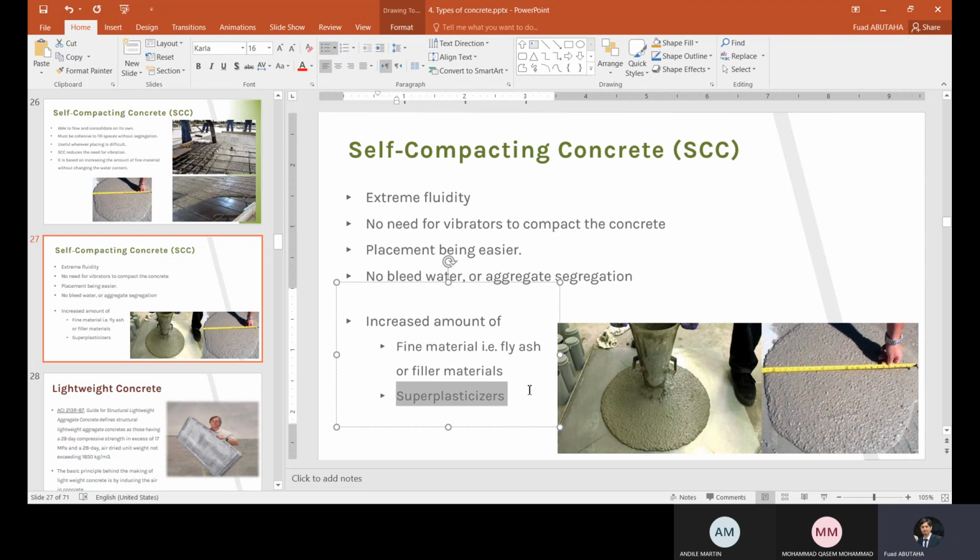But in order to avoid segregation and bleeding as a result of the high amount of superplasticizer, we increase the amount of fine particles by increasing the cement contents, or by increasing the volume or the weight of the fly ash or any other mineral admixtures.